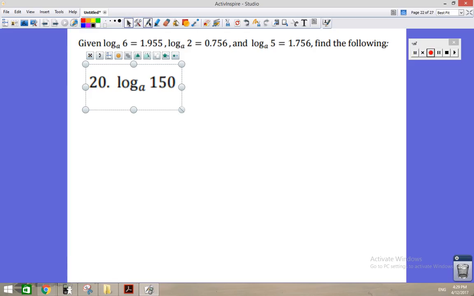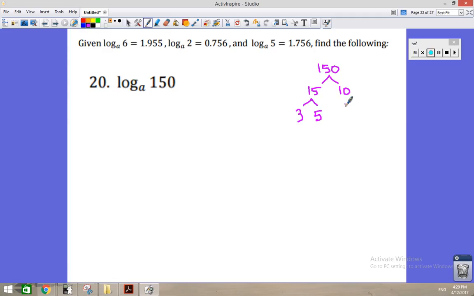Let's look at 150. Well, I know that 150, if I had 15 times 10, 15 is 3 times 5, 10 is 2 times 5. So playing around with this, I know that 150 is equal to 2 times 3 times 5 squared. Alright, so I have a 6 and I have a 5, so the 2 times 3 is 6 times 5 squared. So that's how I want to rewrite this.